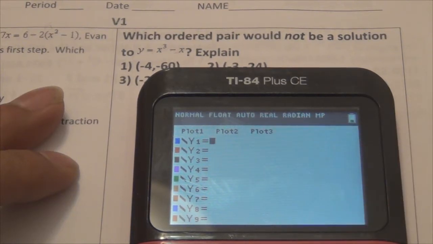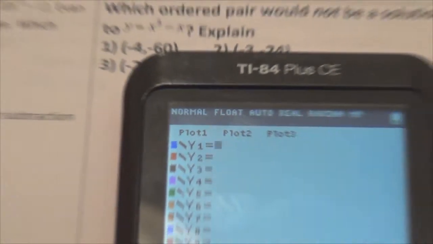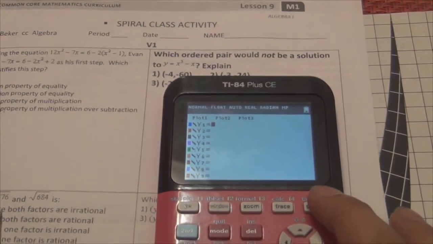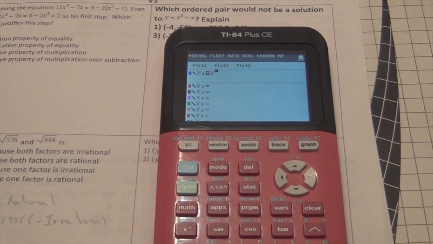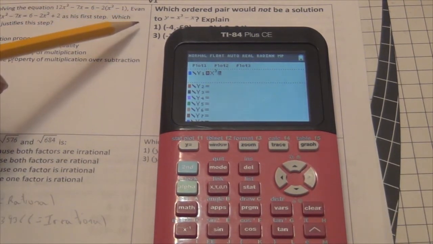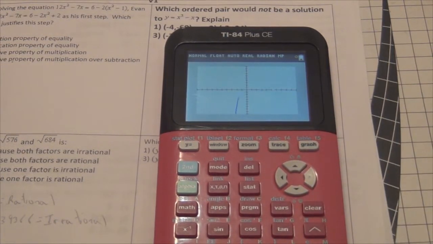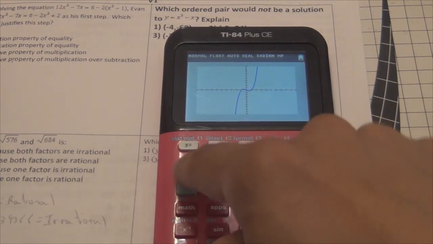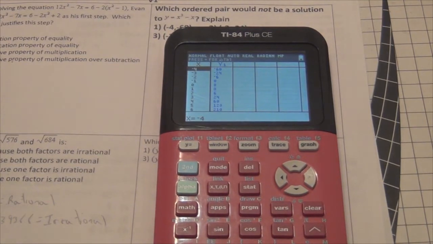So x, let's see better. Oops, sorry. Okay, like that. All right. So I press x to the third, 3, okay, move over, minus x. So then you have it. So that's going to be the graph. Now, look, press second and activate the table. It doesn't matter what calculator you're using, this one works the same way.